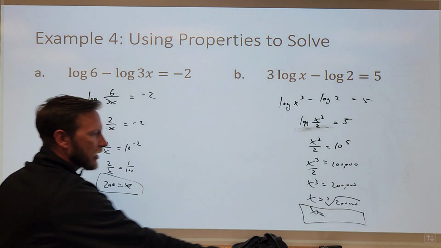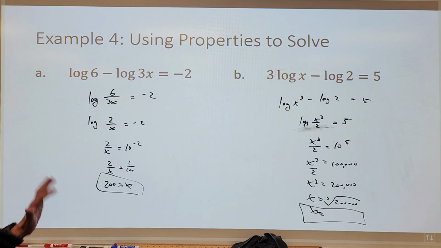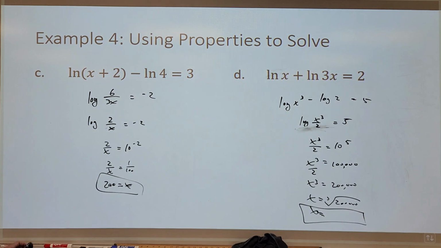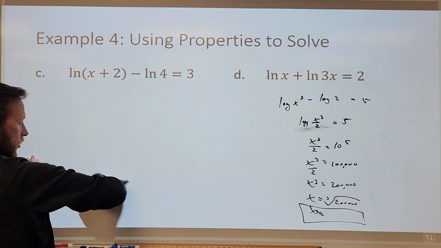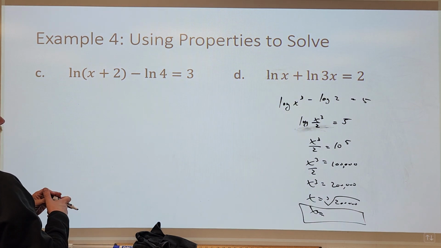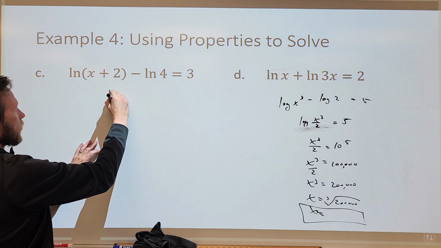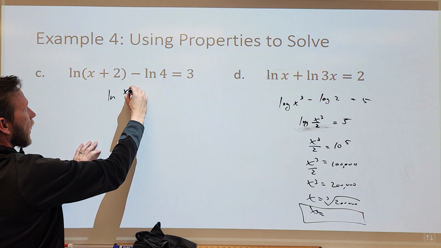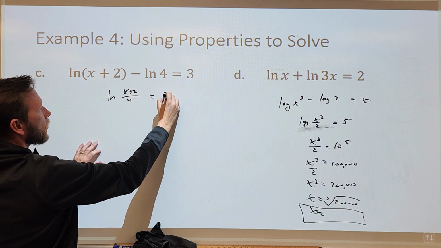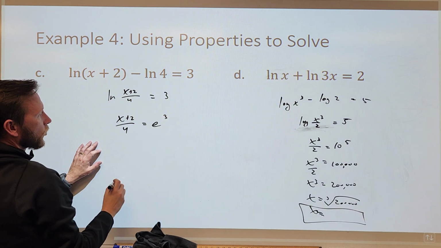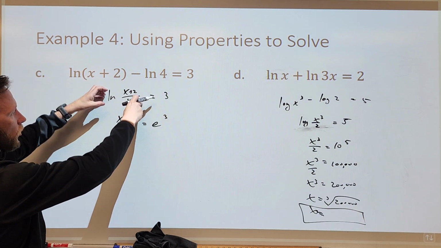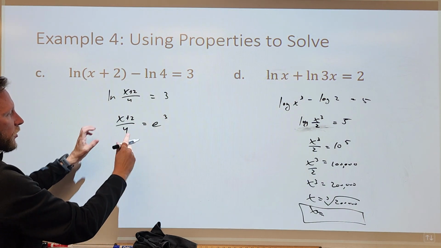Okay, so let's see how those go for us. Can we use these properties to solve these scenarios? All right, to solve these equations. In this case, we are going to combine these natural logs as x plus 2 over 4, and then we're going to write it in exponential form. Writing it as a single logarithm to then write it in exponential form.